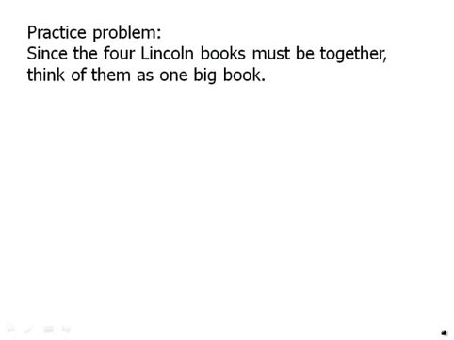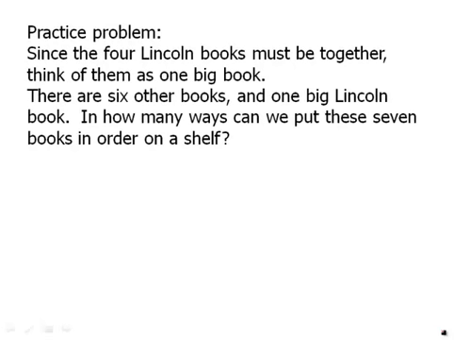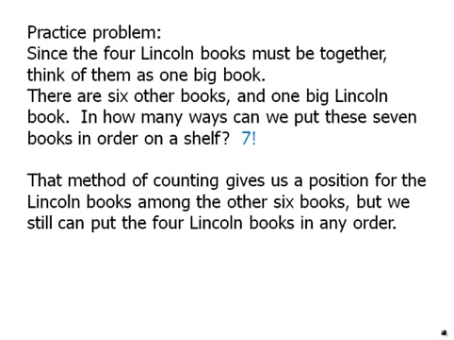Since the 4 Lincoln books must be together, let's start out by thinking of them as one big book. There are 6 books and one big Lincoln book. How many different ways can we put these 7 books in order on a shelf? Well, of course, 7 factorial.